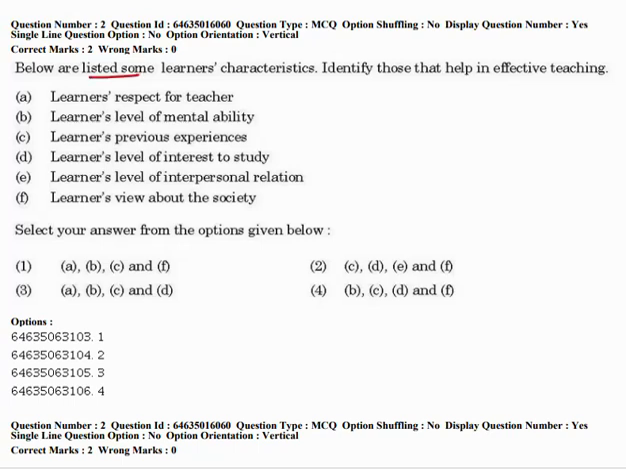Below are listed some learners' characteristics. Identify those that help in effective teaching. Learners' respect for teachers? No. Learners' level of mental ability? Correct. Learners' previous experience? Yes. Learners' level of interest to study? Of course. And learners' level of interpretation relation? No. Learners' view about the society? Yes. The correct answer is 4-1.